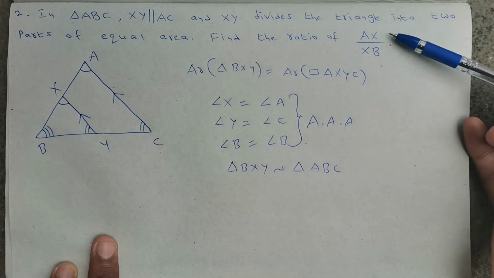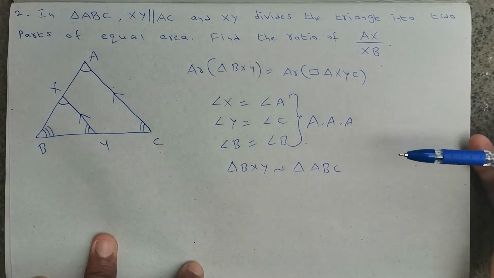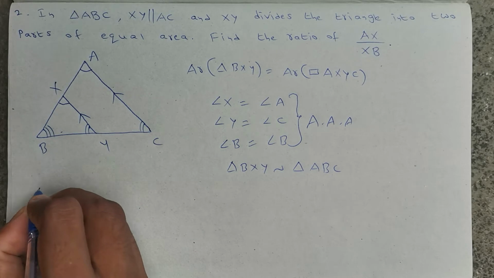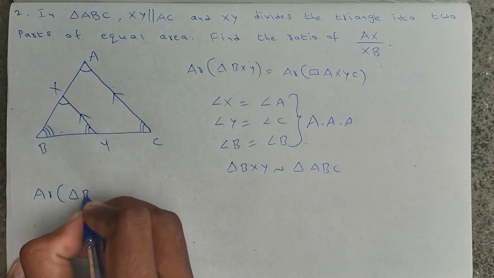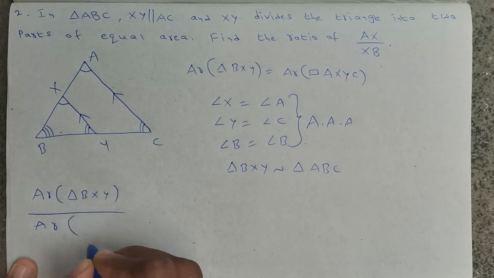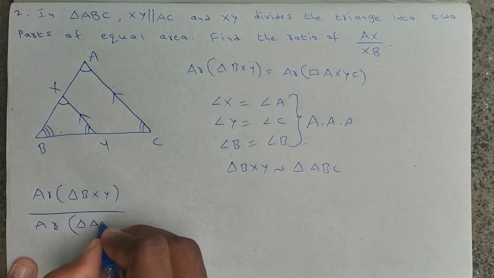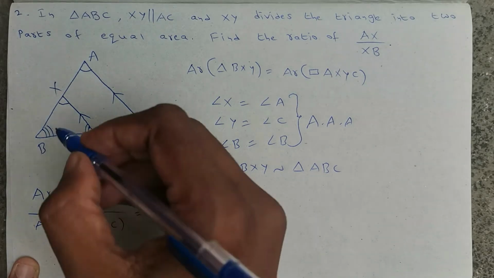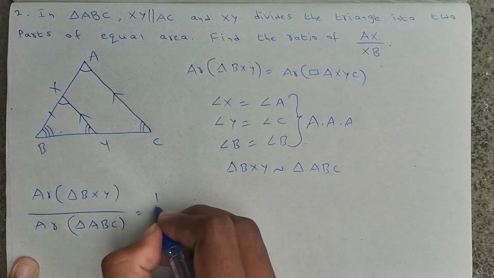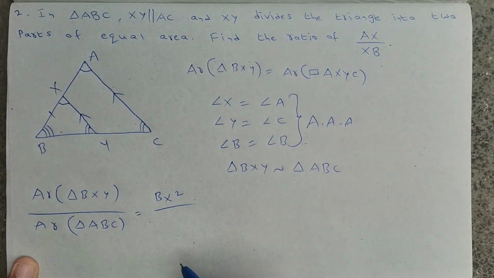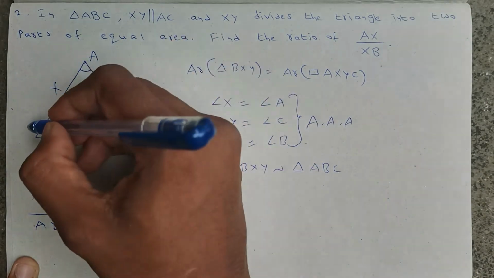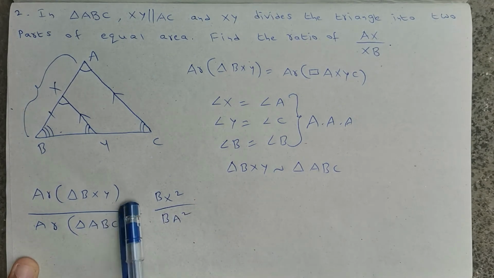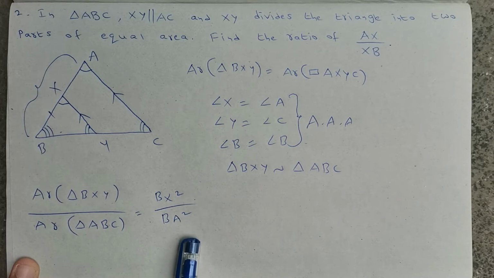Then we are asked to find the ratio of AX divided by XB. So first I will do the area of the smaller triangle BXY divided by the area of the whole triangle ABC, which is equal to the ratio of the squares of the corresponding sides. I am taking side BX, so BX square divided by the same side of the bigger triangle, that is AB or BA square.